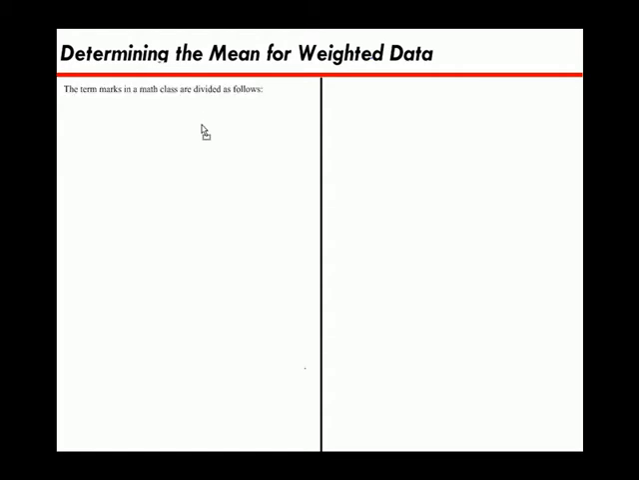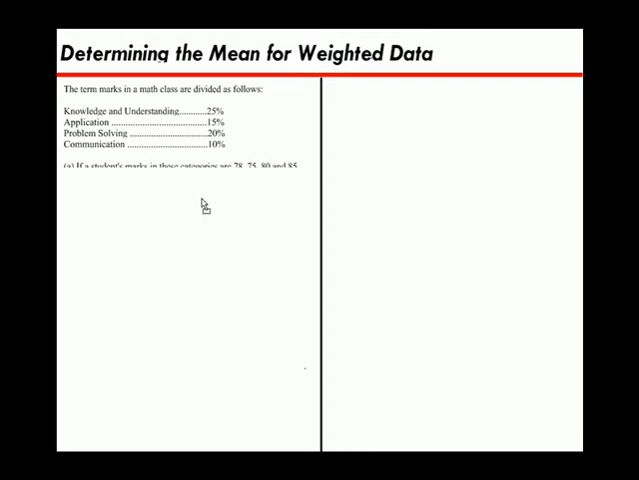The term marks in a math class are divided as follows. Knowledge and understanding is 25% of the mark, and then application is 15% of the mark. And we have problem solving for 20% of the mark, and communication is 10%. And the question is two parts. In A, if a student's marks in these categories are 78, 75, 80, and 85, respectively, determine her term mark. And then in B, what mark will she need on her final exam in order to finish the course with a mark of 82%? All right, let's tackle A first, where we're going to have to find the mean or the average to get her term mark.